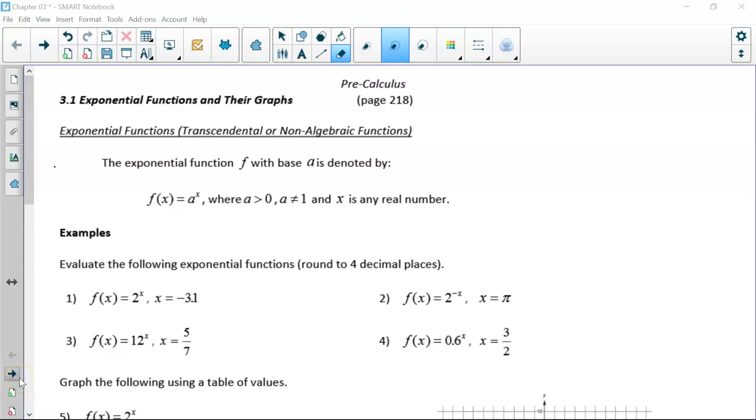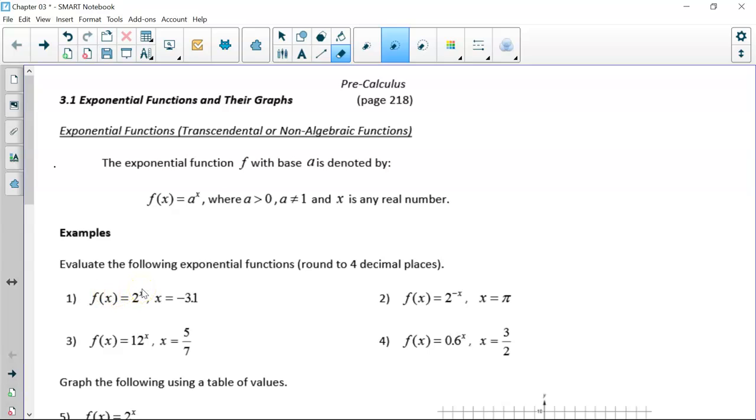Welcome to Chapter 3. Chapter 3 is all about exponentials and logarithms. Exponentials and their inverses, logarithms. We'll be starting with exponentials. So it's a function, f of x or y equals a to the power of x, where x is our exponent. So we're going to start off with a little bit of calculator practice.